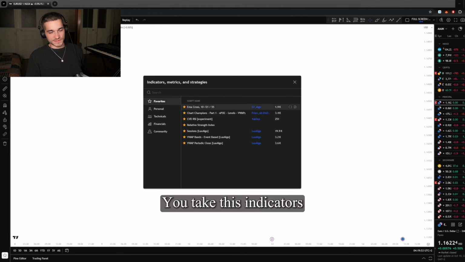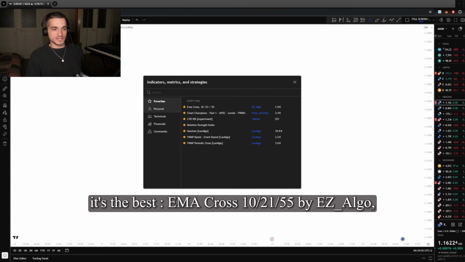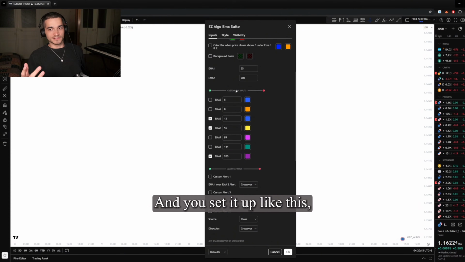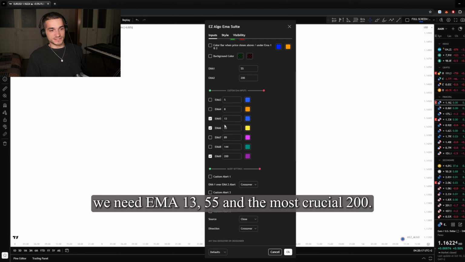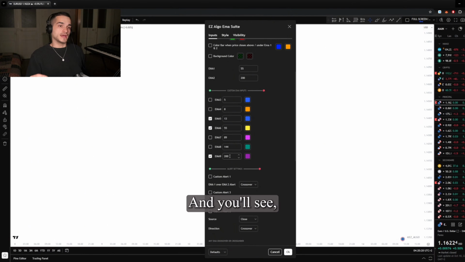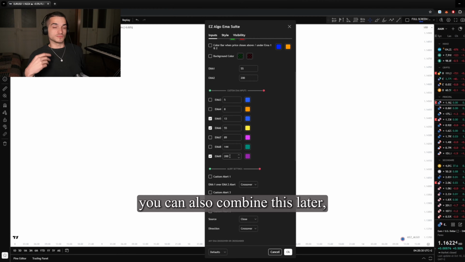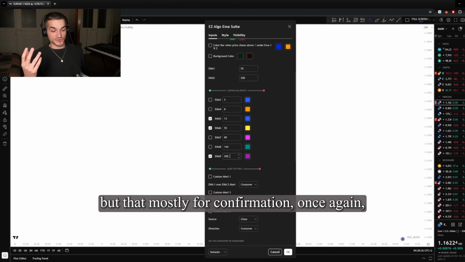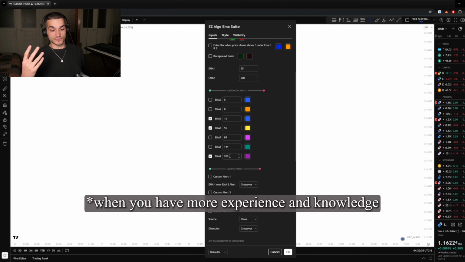You take these indicators, it's the best: EMA cross 10, 21, 55 by Algo, thanks to them. And you set it up like this. We need EMA 13, 55, and the most crucial, 200. Choose whatever colors you want, and you'll see you can also combine this later with ICT, SMC, but that's mostly for confirmation. Once again, you have more experience and knowledge.